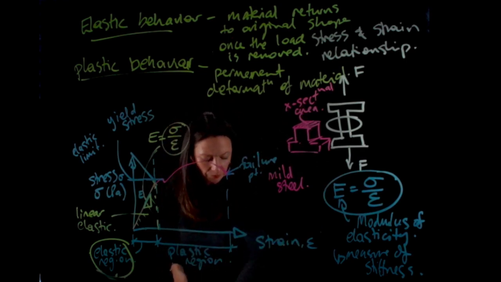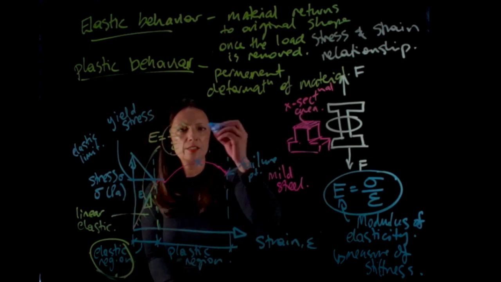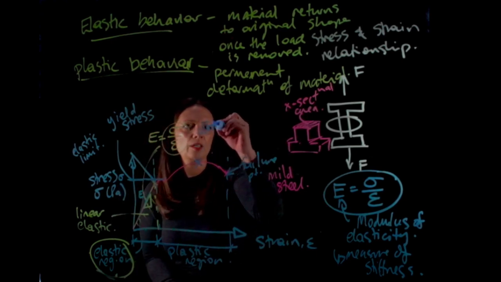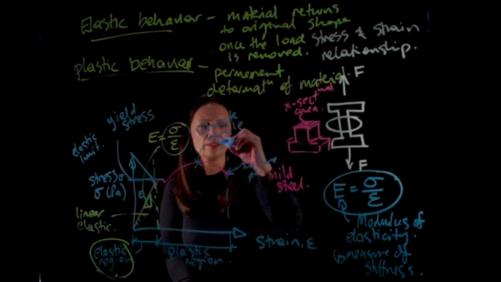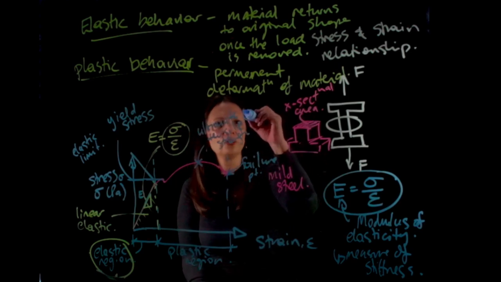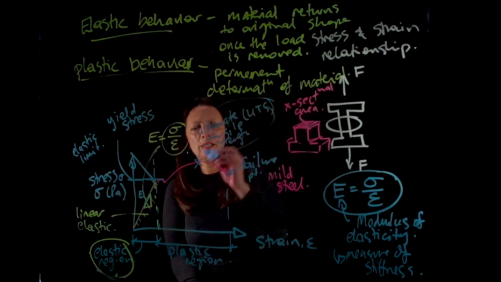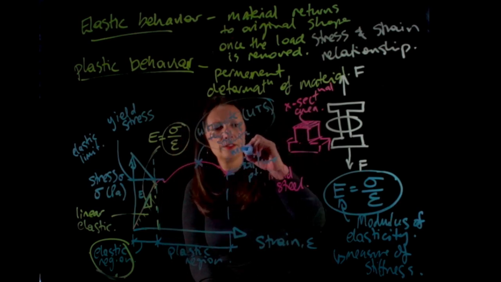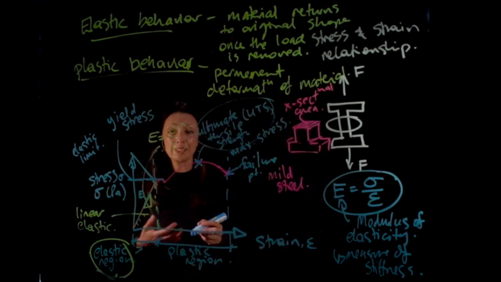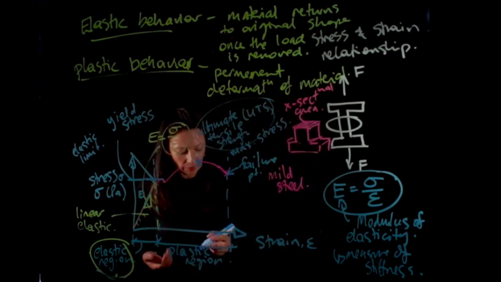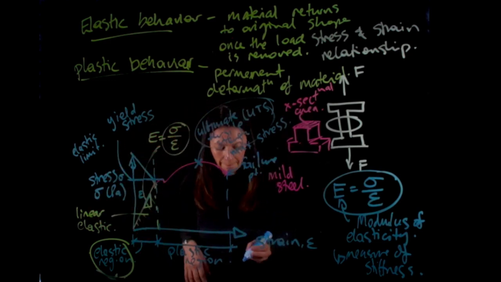So, this point here is the ultimate tensile strength. It's also called UTS. And this is the maximum stress that the material can withstand before failure. So there's a few points in this graph that are very important.